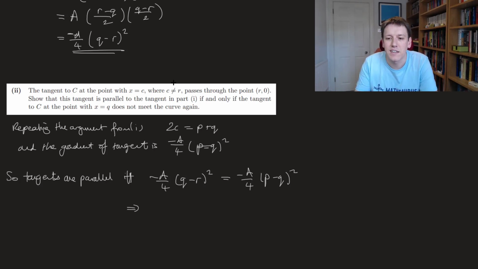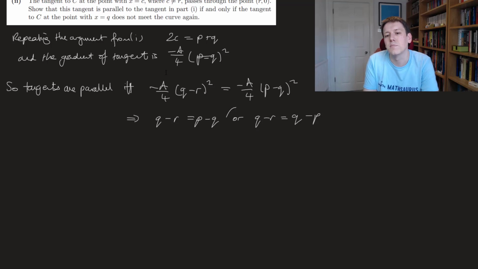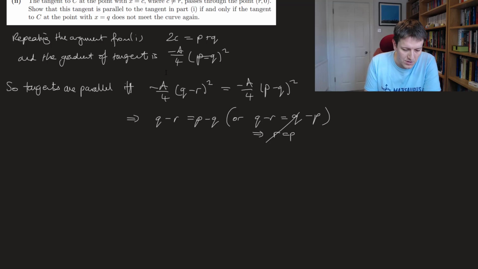So I can ignore the minus a over 4 here, obviously, and so I'd have to have either q minus r equals p minus q, or q minus r equals q minus p, right? But this case we don't actually want to think about because this would mean r equals p, and we're told in the question that r is not equal to p, right? So we have this case instead, q minus r equals p minus q, or we could say 2q equals p plus r, or something like that.